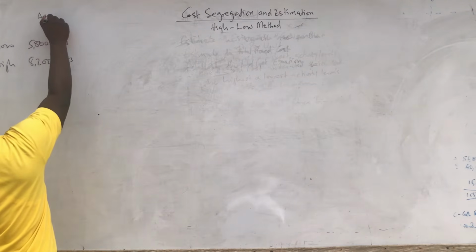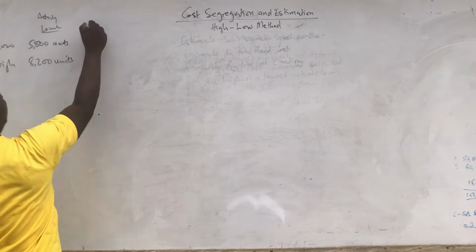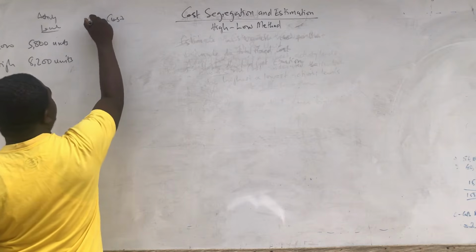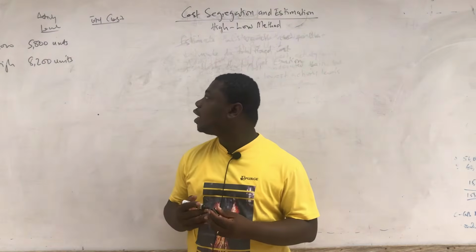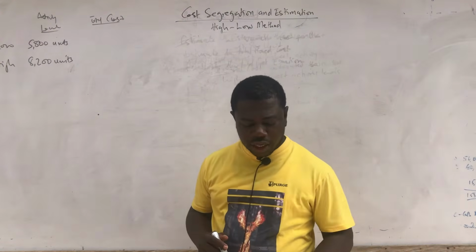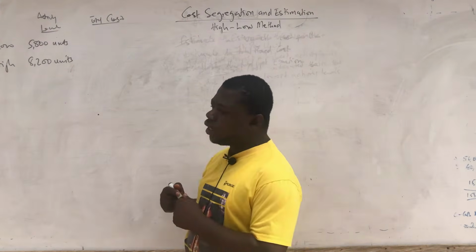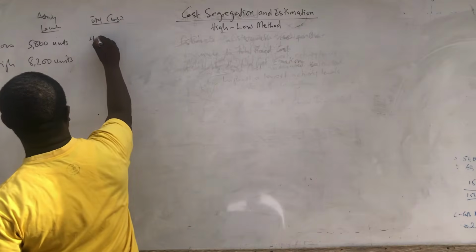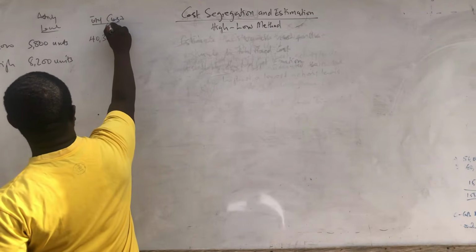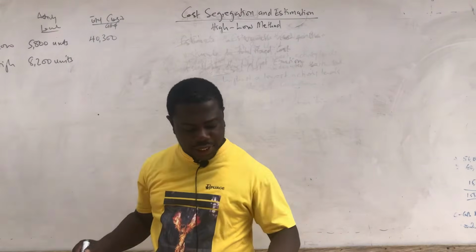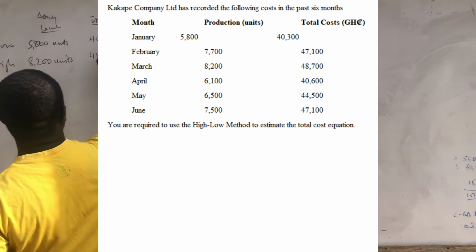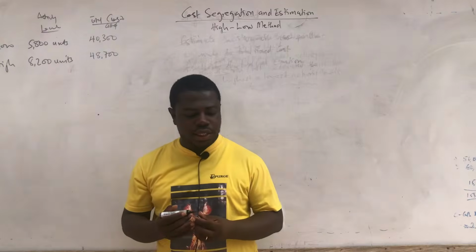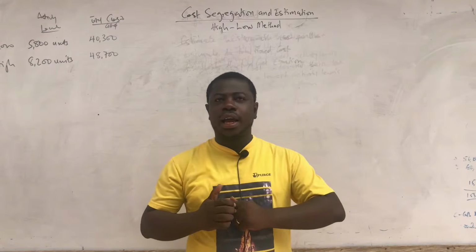Now, let us also look at the cost associated with the lowest and the cost associated with the highest. So this is the activity level and then the costs involved. For the lowest activity level, the total cost involved was 40,300 Ghana cedis. And for the highest activity level, the total cost involved is 48,700.